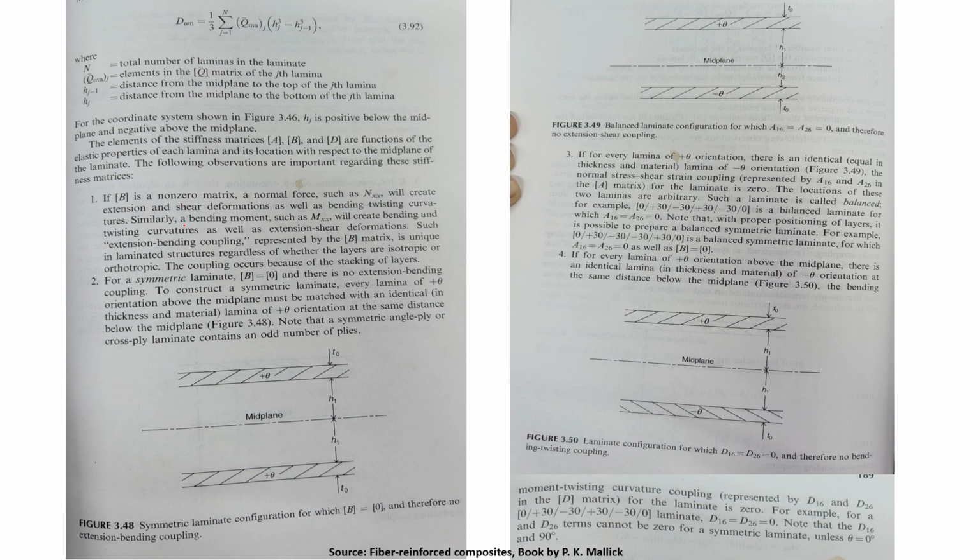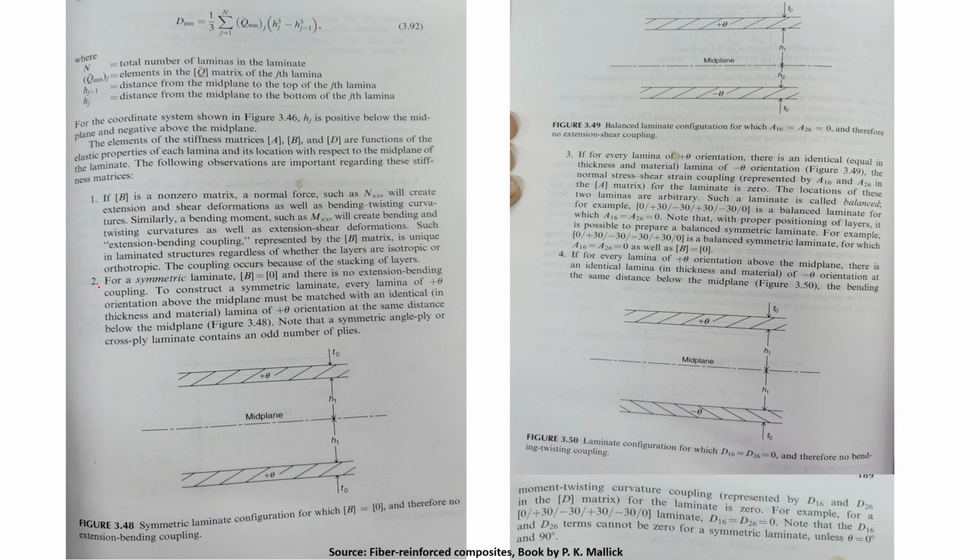So the B matrix is like the relation which attaches all the forces, the shear force, and the strains, and the moment and the curvature, all of them. So if B is a non-zero matrix, all of them are correlated to each other.